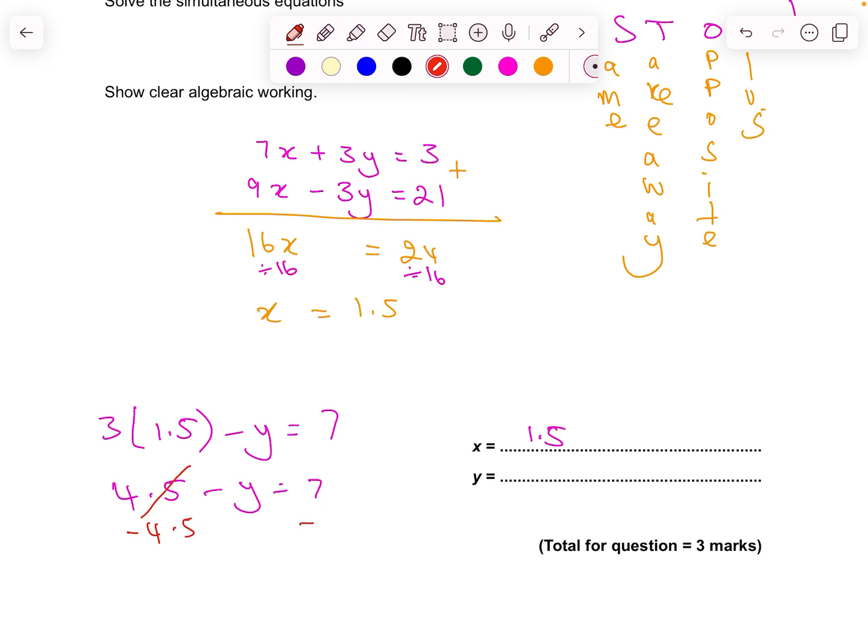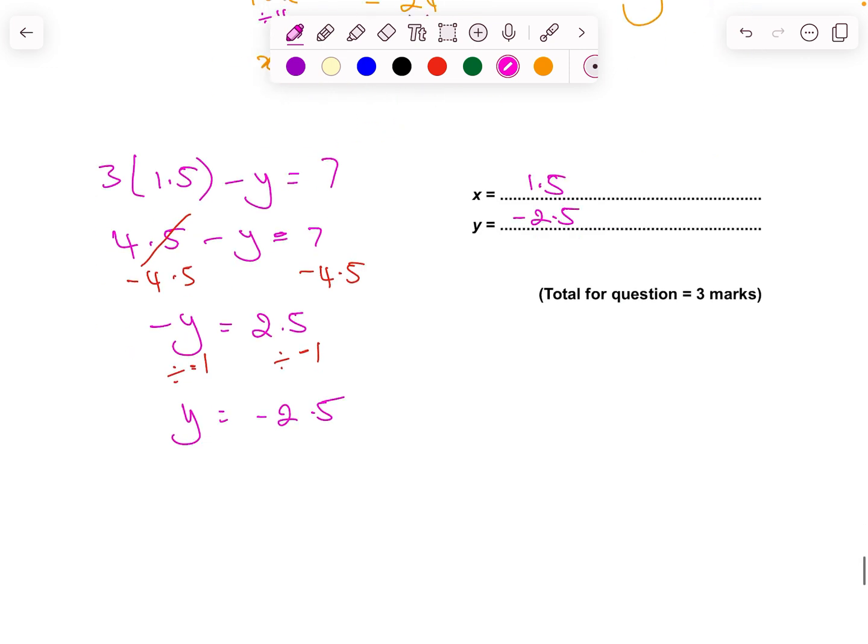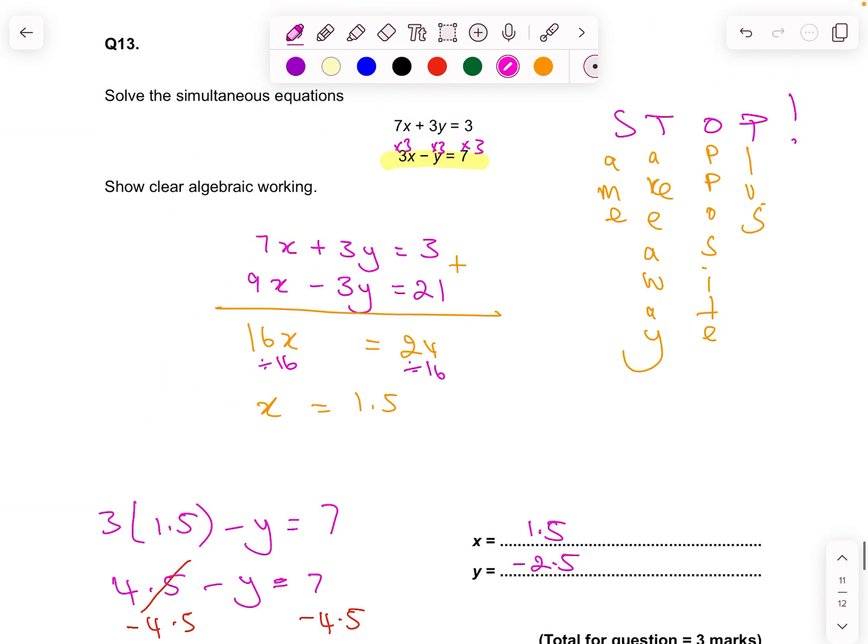I'm going to subtract 4.5 from both sides so that I get minus y equals 7 take away 4.5, can't think this morning, 2.5. And then I've got to get rid of the negative 1 on this side. So I'm going to divide by minus 1. And so I get positive y equals minus 2.5. That's minus 2.5. Okay, that is it. Hope that was useful.